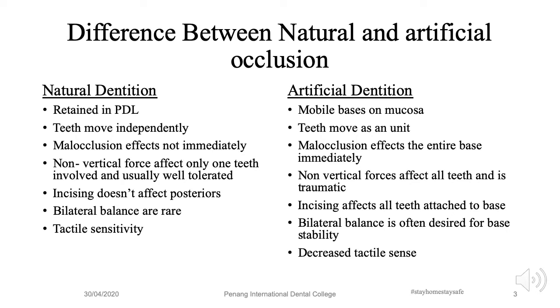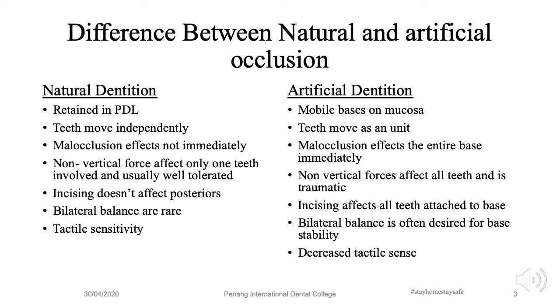And bilateral balance is mandatory, always desired because of the stability. Meaning to say, if you bite on one side and there is no contact on the non-working side, you know that the stability of the denture tends to go off. That is, it tends to wobble. So what we try to do in complete dentures is, even if there is a bite on one side, we make sure the other non-working side is also in contact, or the cusps are in contact, so that it gives stability for the denture.